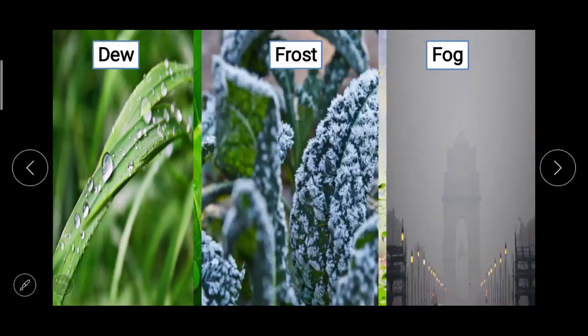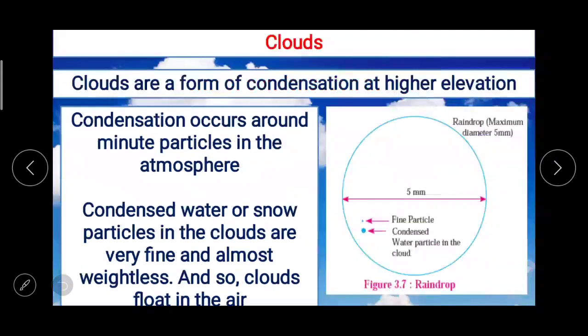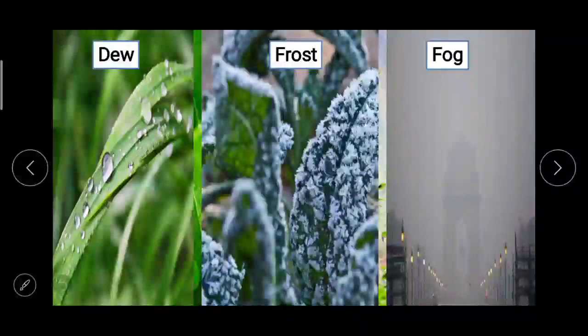When relative humidity of the air becomes 100%, vapor starts condensing, and at this time the temperature of the air should be at dew point. So dew, frost and fog are the forms of condensation at ground level. When condensation happens, water vapor changes into water, and it has three types: it changes into dew, frost or fog. So dew, frost and fog are the forms of condensation at ground level, while clouds are a form of condensation at higher elevation.